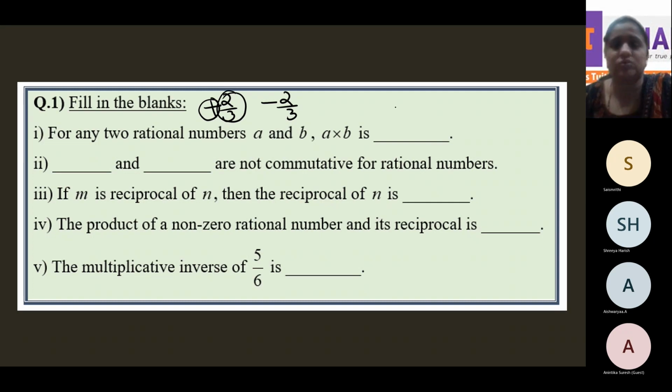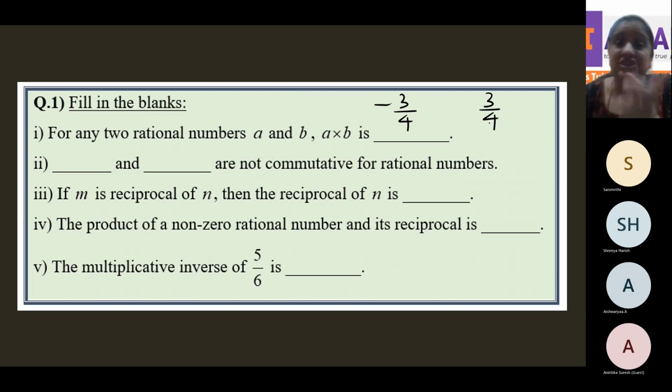Supposing the rational number is minus 3 by 4, and you want to write its negative. For the negative, write the numerical value as it is and change the sign. Minus becomes plus. But for the reciprocal of minus 3 by 4, don't do anything to the sign. Write that as it is and invert the numerical value, put it upside down. So 4 by 3.